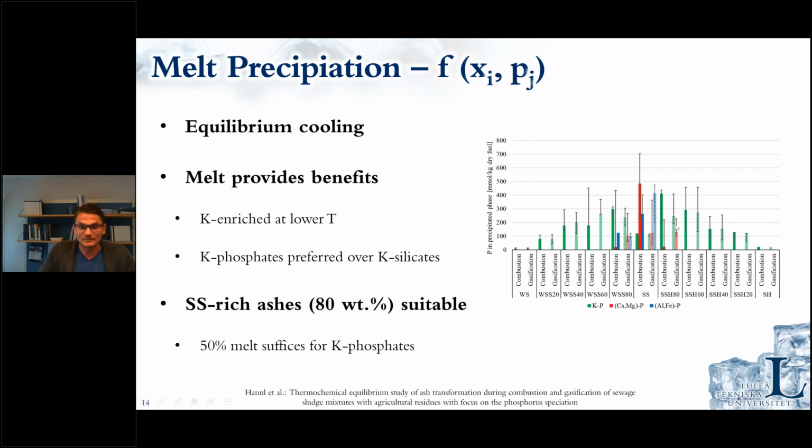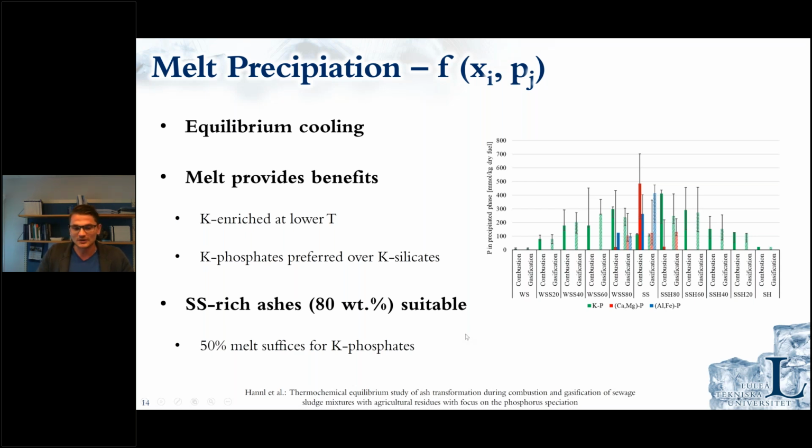Another approach we chose is the melt precipitation. So basically we took the melt that we formed at the indicated temperatures and precipitated it. Again, the results here are just to highlight how we present our results. The main conclusion that we can take from them is that we can probably enrich one fraction of the ash, in this case the melt, with potassium and phosphorus, and therefore favor the precipitation of potassium phosphates.